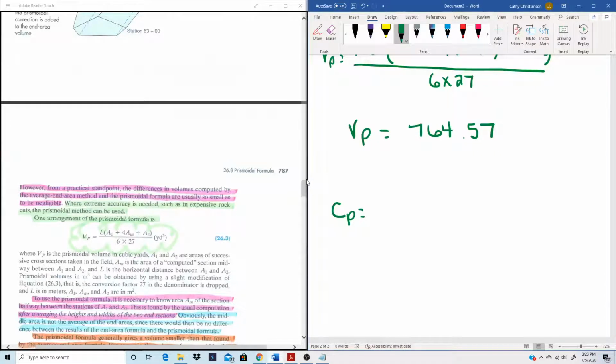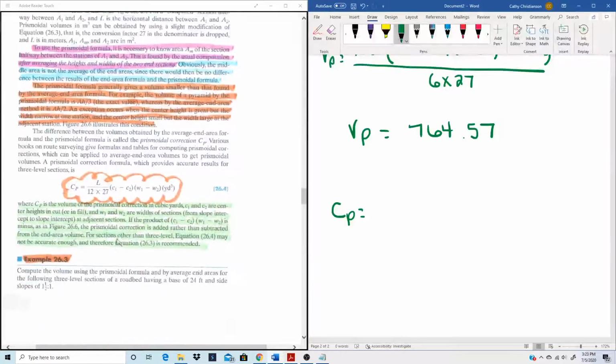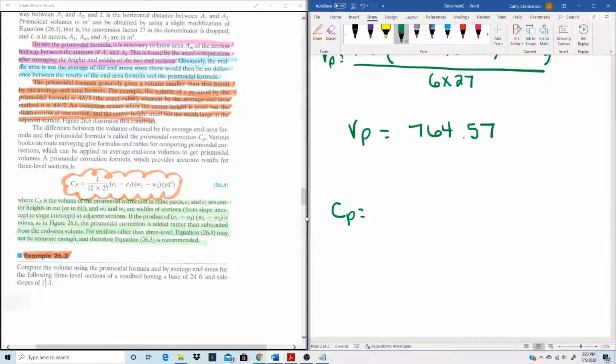of course, I'm going to scroll up so you can see the formula. It's going to be your length 100 divided by 12 times 27. C1 would be, and they do 89, 4.9 minus 3.6.